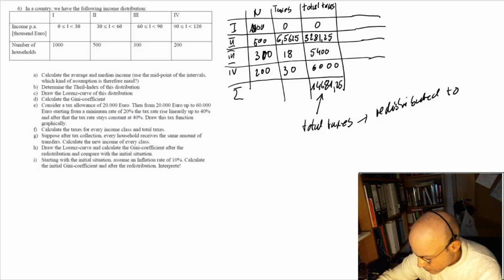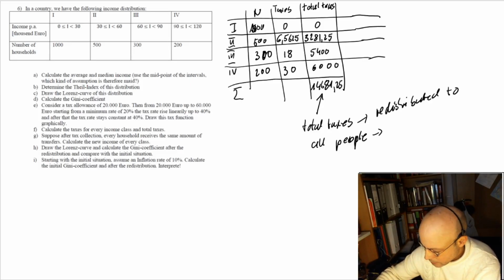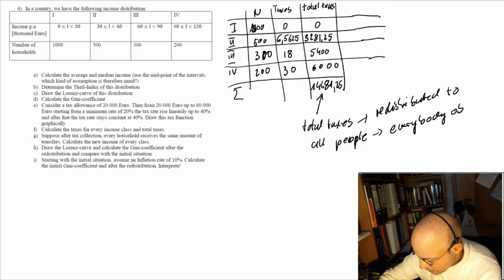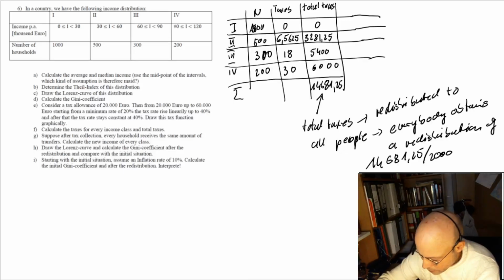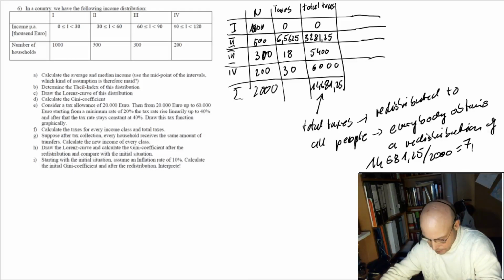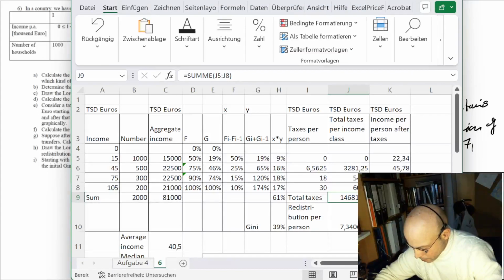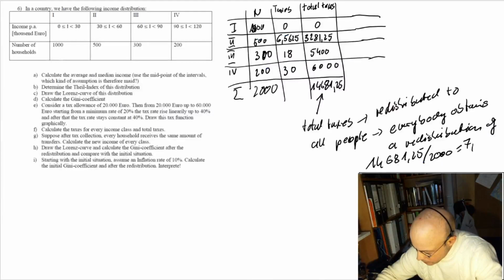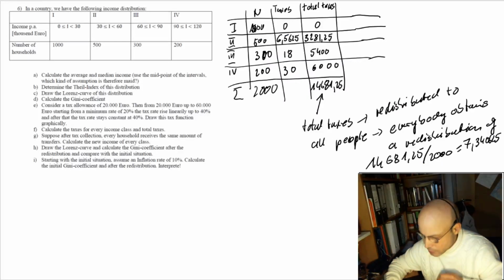redistributed to all people, which means everybody obtains a redistribution of 14,681.25 divided by 2,000, since we have 2,000 inhabitants, and this is then 7.340625.